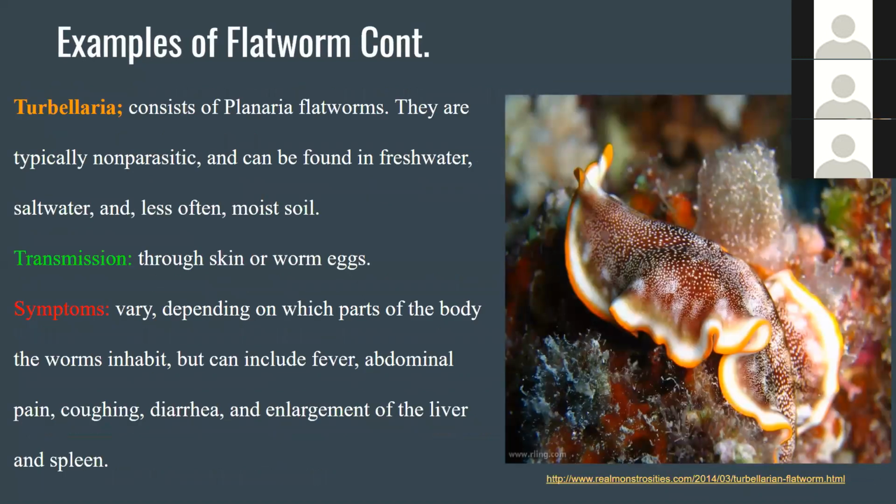Here we get to the last example of the flatworm, which is the Turbellaria. It consists of the planaria flatworms. They are typically non-parasitic and can be found in freshwater, saltwater, and less often moist soil. They get transmitted into our bodies through the skin or worm eggs. Some symptoms vary in this flatworm depending on which part of the body the worms inhabit, but can include fever, abdominal pain, coughing, diarrhea, and enlargement of the liver and spleen.